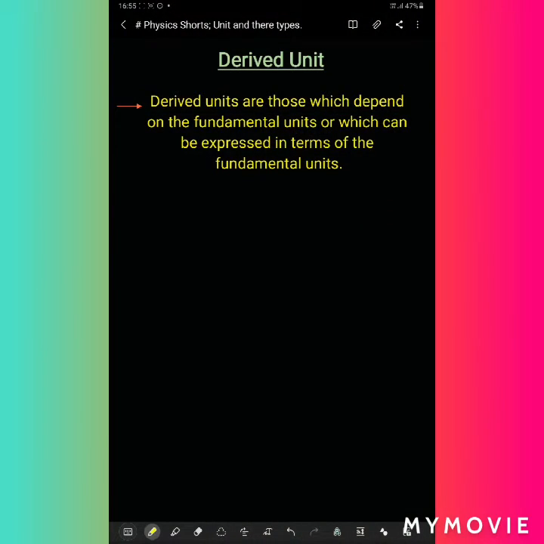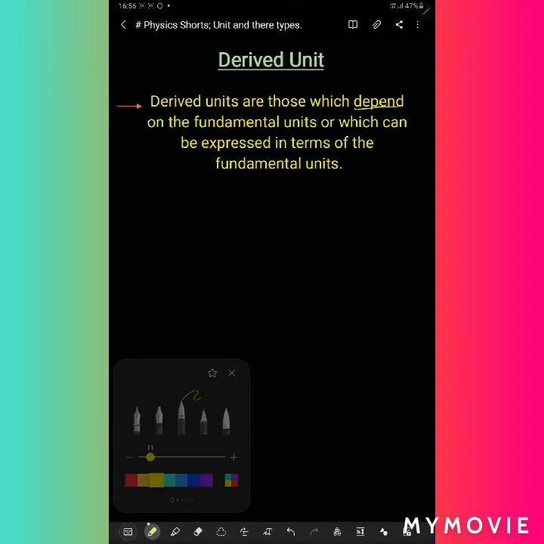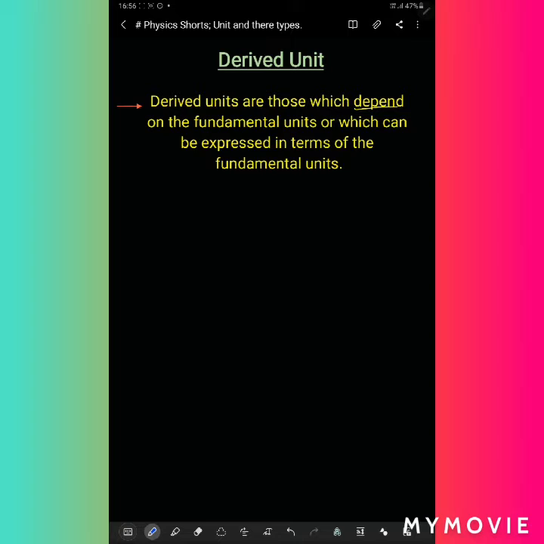Derived units. So what are derived units? Derived units are those which depend on the fundamental units, or which can be expressed in terms of fundamental units. One thing we can understand is that this is the opposite of fundamental units. These are the dependent units, dependent on other units, and they can be expressed in terms of fundamental units.